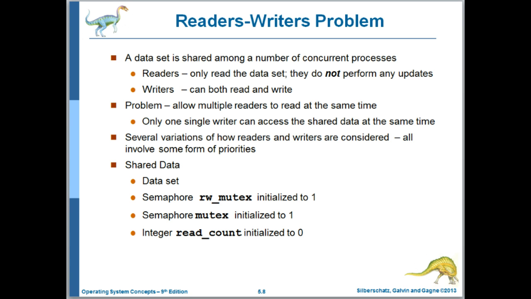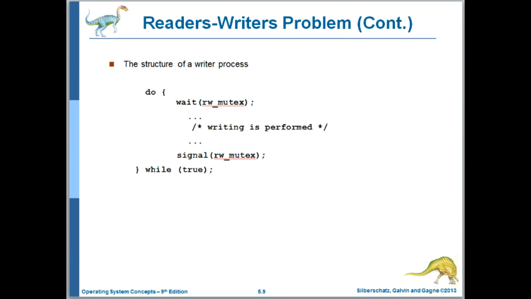There's the actual data set, which is the data that's being read and written. A reader-writer mutex is used to control access to the entire critical section, and then a mutex is used to control access to read count, which is an integer that keeps track of how many readers are reading at any time. So here's the structure of a writer.